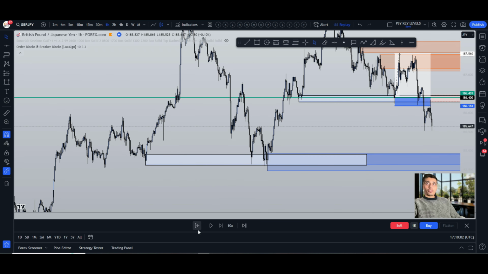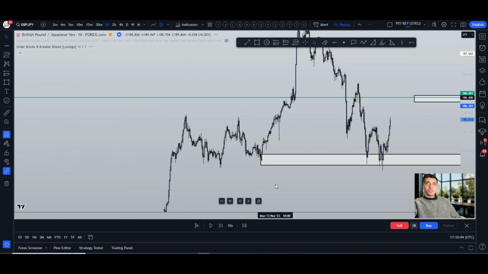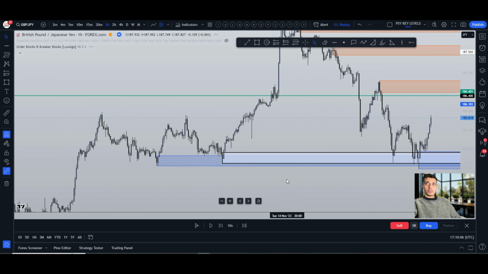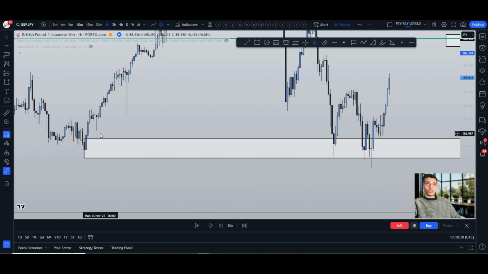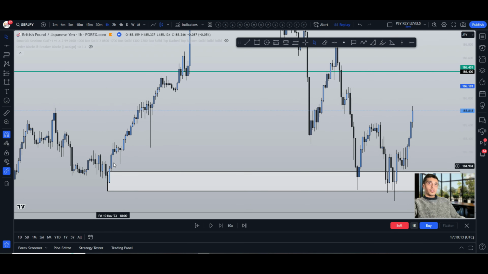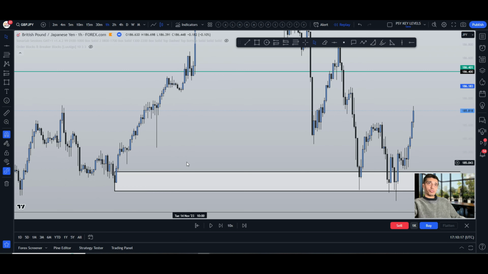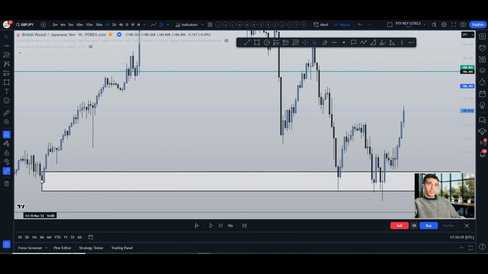So let's just put this on rewind. We'll wait for price to come down here. Now let me just remove the indicator so you don't get confused. Order block formed here. Remember, huge push to the upside, sharp move, and the previous opposite candle, which in this case was this black candle here, the bear candle, forms the order block.